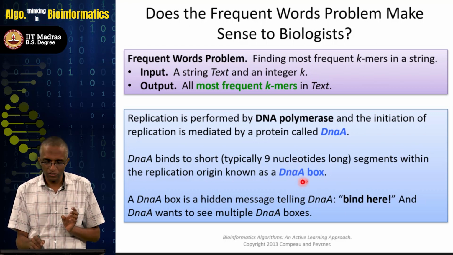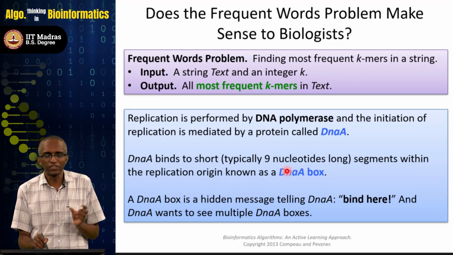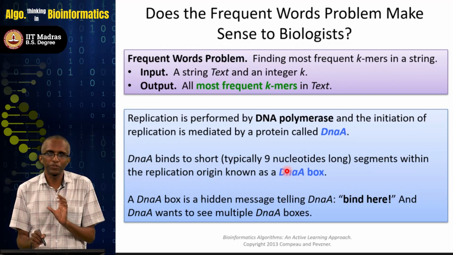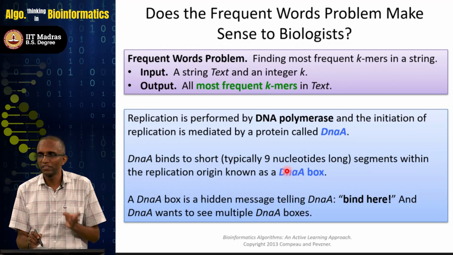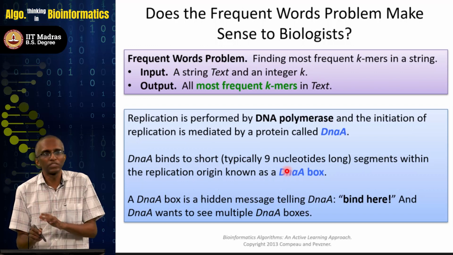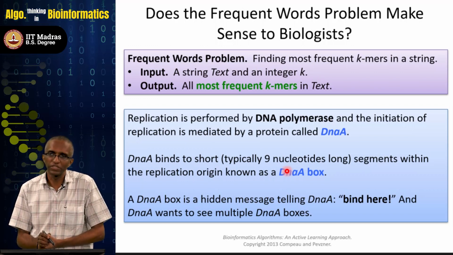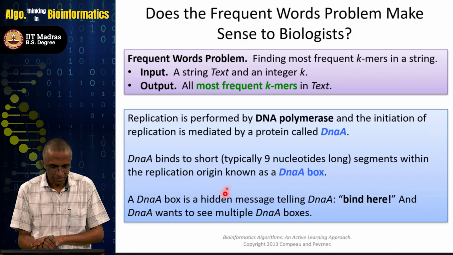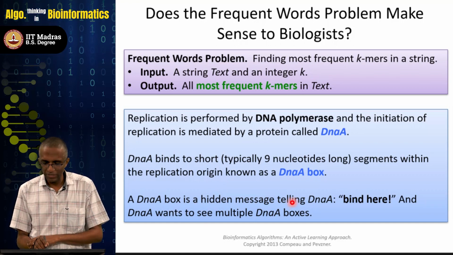Okay. And we know from earlier studies that typically very short nucleotide-long words are bound by this DnaA. These are called DnaA boxes. A DnaA box is nothing but a substring of length roughly 9 that this DnaA protein binds to and then starts the initiation process. Okay, starts the replication process. And the DnaA box is a hidden message basically telling DnaA to bind here, right.